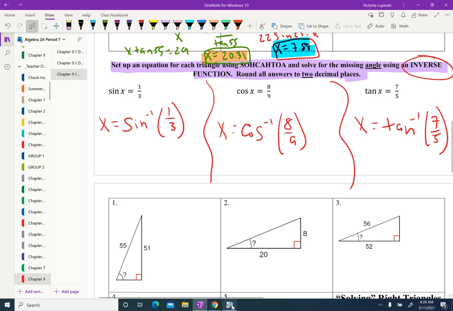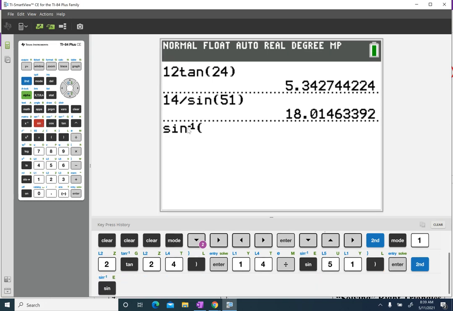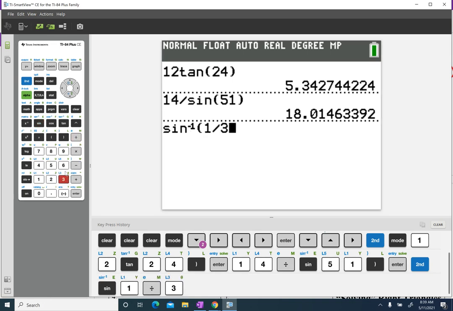So if I go back first to the graphing calculator, if I want to do the inverse sine of 1/3, notice that on top of your sine key in blue, you see a little sine with a -1. That is your inverse sine. Then you see your inverse cosine and your inverse tangent. In order to bring up that inverse, you have to press the second key. So I'm going to press the second key and then sine, and notice that that brings me up the inverse sine. Now you're going to type in 1 divided by 3, which is 1/3.